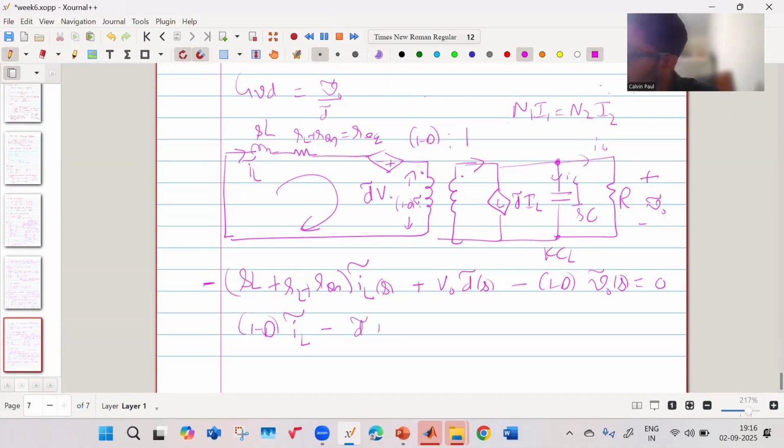Minus D per term of IL is equal to V output per term into 1 upon the parallel combination of 1 by SC parallel R. This is your V output per term by S.